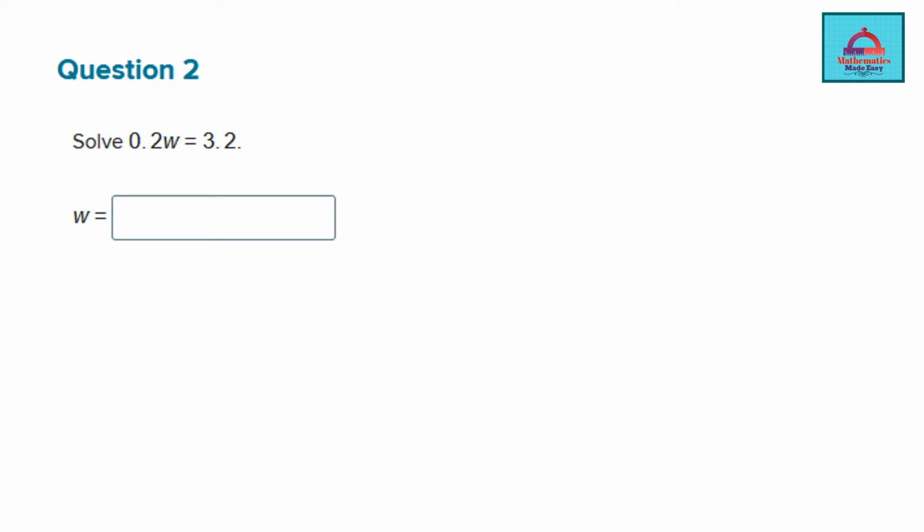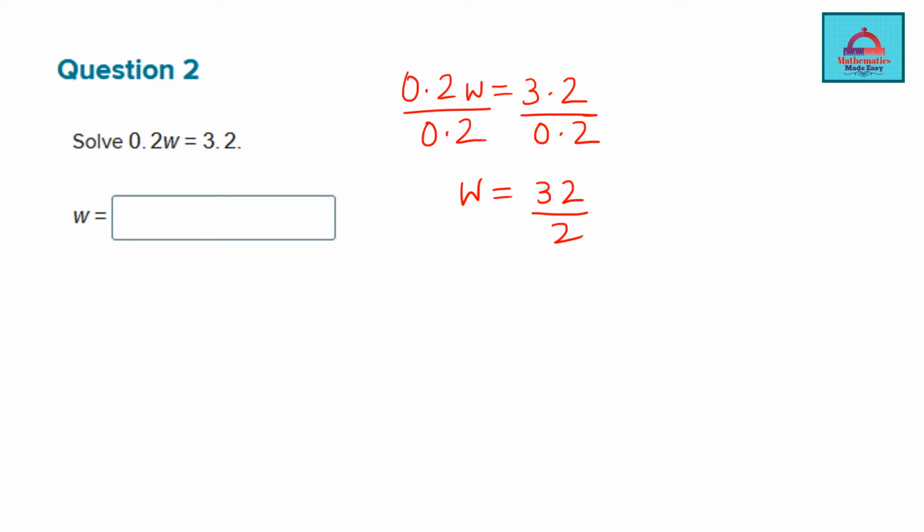Now we are going to solve this equation. It is very simple. 0.2w is equal to 3.2. So divide both sides by 0.2. When you divide both sides by 0.2, w is equal to 32 divided by 2, which is 16. So the value of w is 16. The decimal goes away. So this and this is removed.